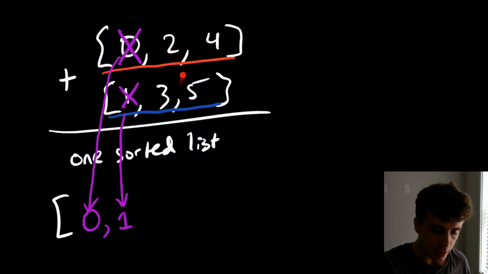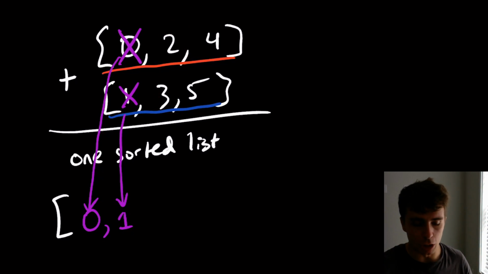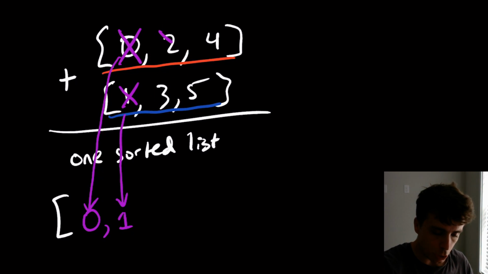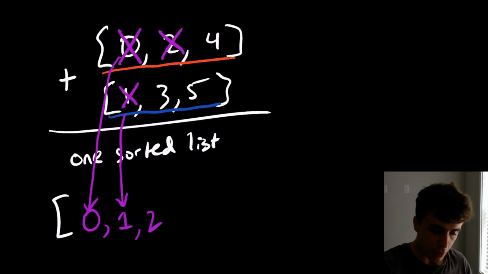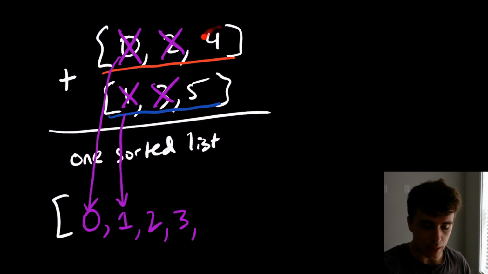Now I'm going to look at the heads, so to speak, of the lists, of the things that I haven't picked yet, which is this 2 and the 3. And so the 2 is next, so then the 2 goes in. Then we look at the 3 and the 4 here because those are at the beginning of the list. And then the 3 one is smaller, obviously, so I pick 3. Then I look at these two lists, these two numbers, and the 4 is smaller, so the 4 goes in.